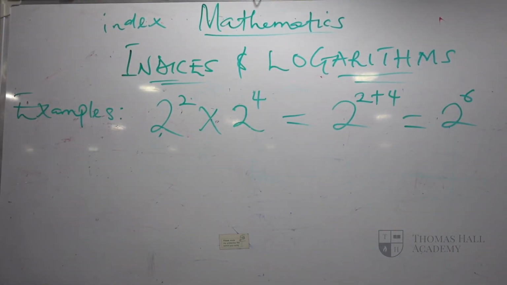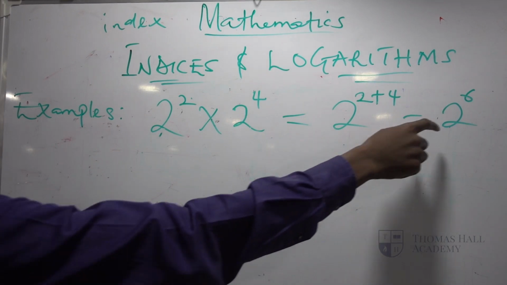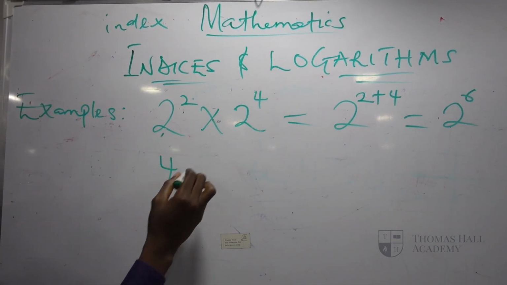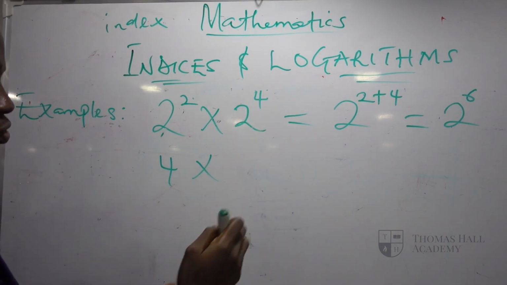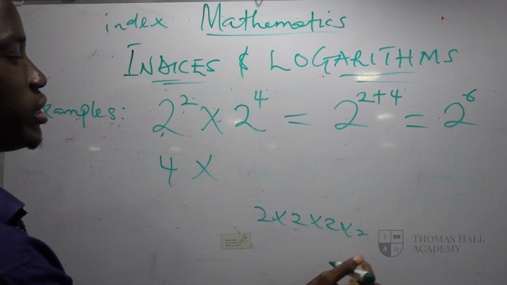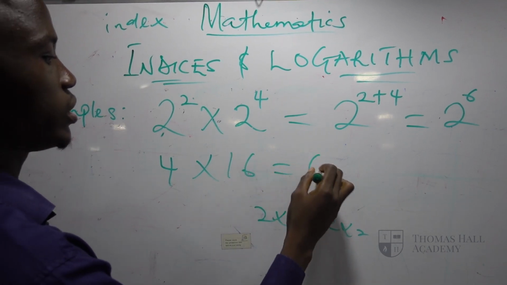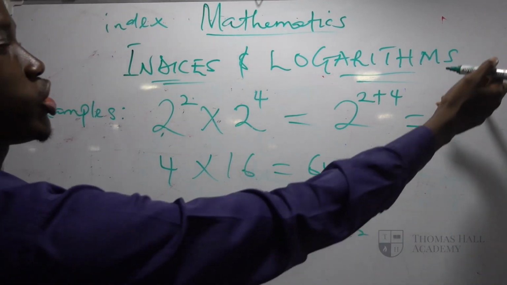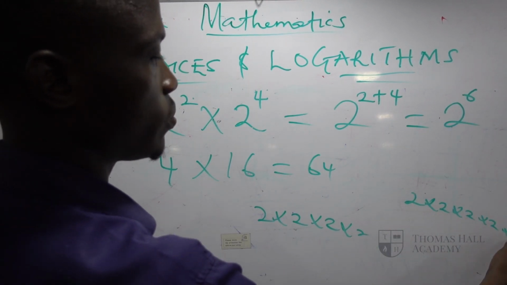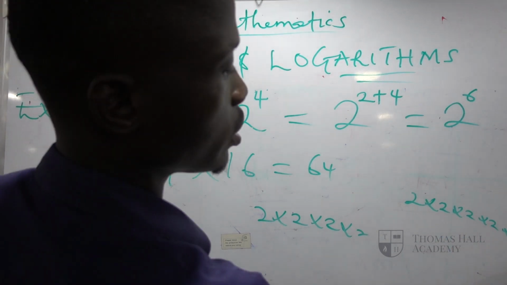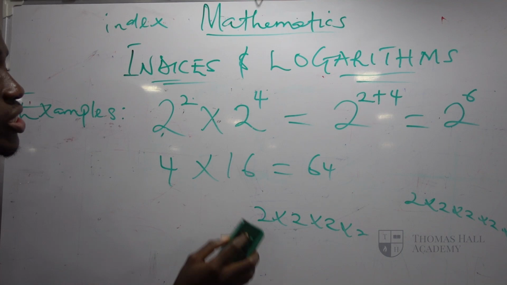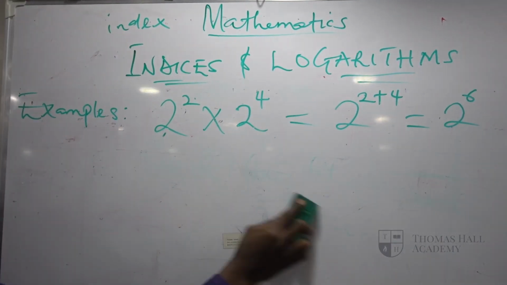So, 2 raised to the power 2 times 2 raised to the power 4 equals 2 raised to the power 6. If you want to do this manually, 2 raised to the power 2 is 4, times 2 raised to the power 4, which is 2 times 2 times 2 times 2, which is 16. 4 times 16 will give us 64. The same thing, 2 raised to the power 6 is 2 times 2 times 2 times 2 times 2 times 2, which is also 64.